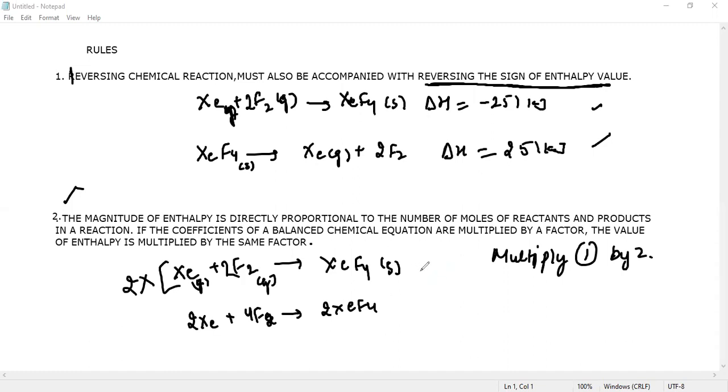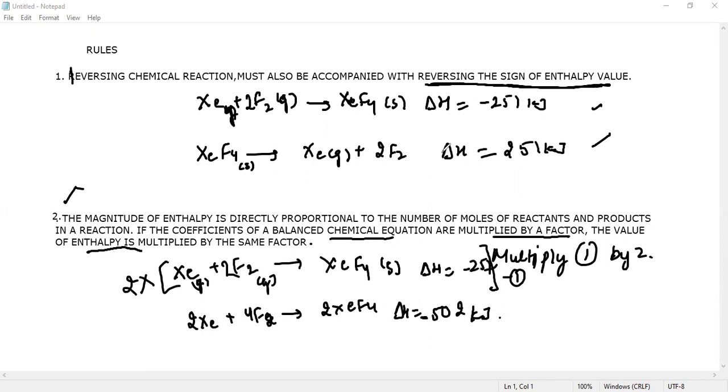So the delta H value for the first one is negative 251, right? It was negative 251. So this is your first equation, and multiply 1 by 2. So it says if you multiply the balanced chemical equation by any factor, which is 2 in this case, you must multiply the enthalpy value by the same factor. So this enthalpy value should be multiplied by 2 as well. So delta H will be, when you multiply it, negative 502 kilojoules.